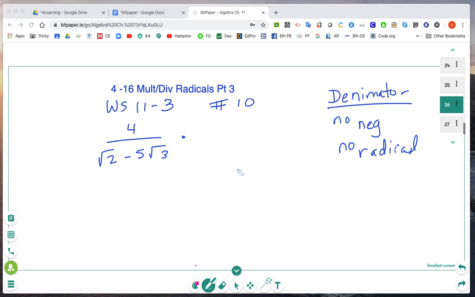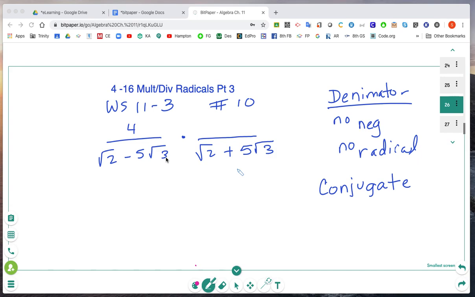So the first thing that I notice on this problem is that I have two radicals. I have square root of 2, and I have 5 times the square root of 3. So what I'm going to do is multiply by the conjugate. In order to do the conjugate, I'm going to take the denominator, write it exactly as I see it, and the only thing I'm going to change is I'm going to make it addition.